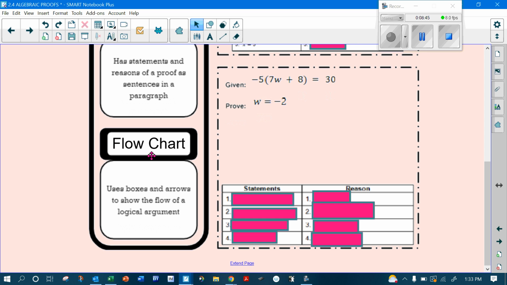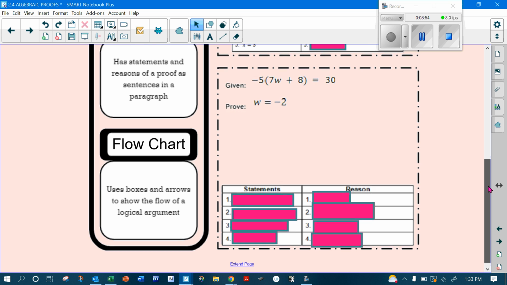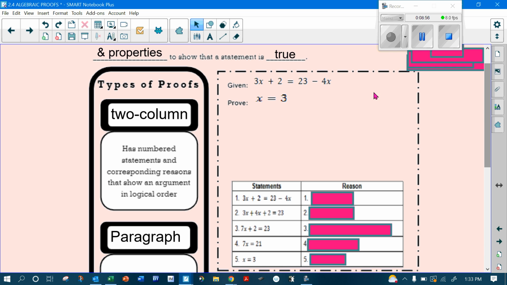Then there's a thing called a flow chart, and it uses boxes and arrows to show the flow. Don't use these either, but they are forms of proofs. We're just not going to do them. We're going to stick with these 2-column proofs because they're much easier.